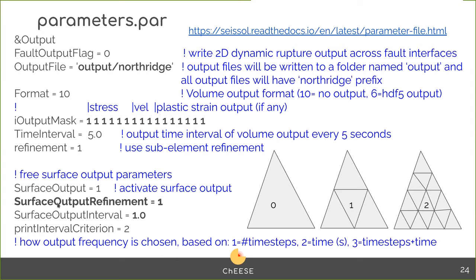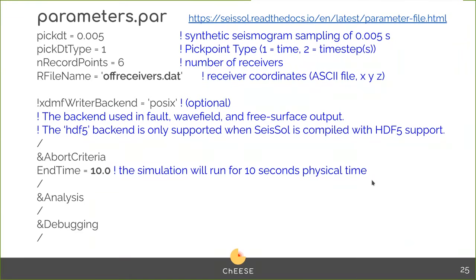And then this refinement parameter means that if it's equal to zero, we will output one triangle per mesh cell. But with SeisSol, we have subcell information, so we can also generate more output for one cell. If you put surface output refinement equal to one, then each mesh cell will be subdivided into four cells like that. And if you put two, then each subcell will also be subdivided into four cells. So then there's an even more refined discretization.